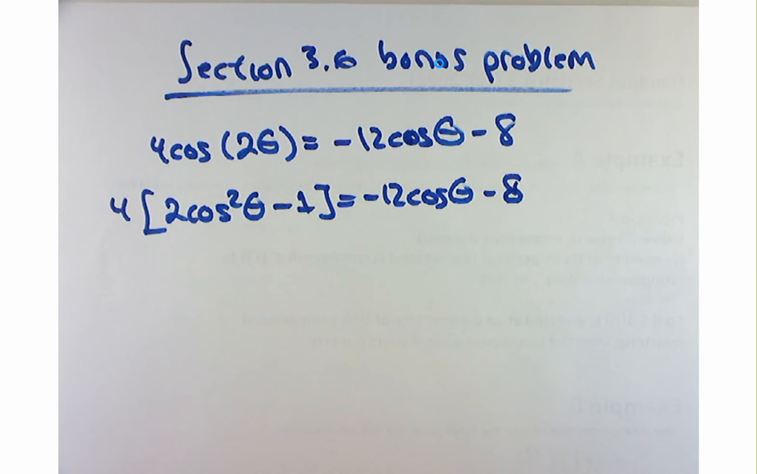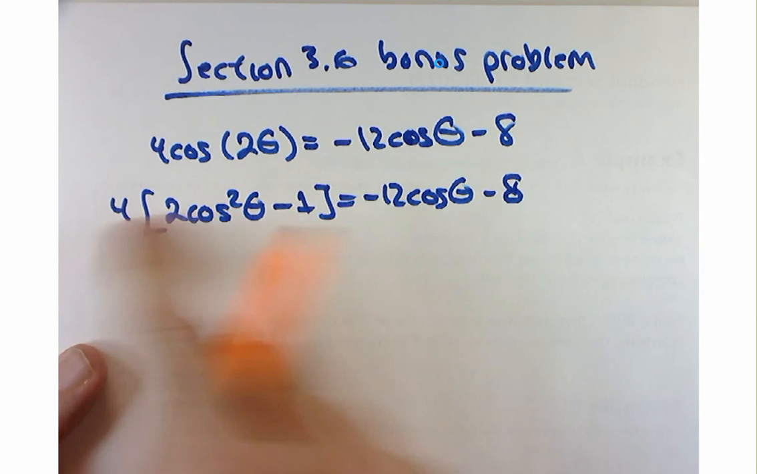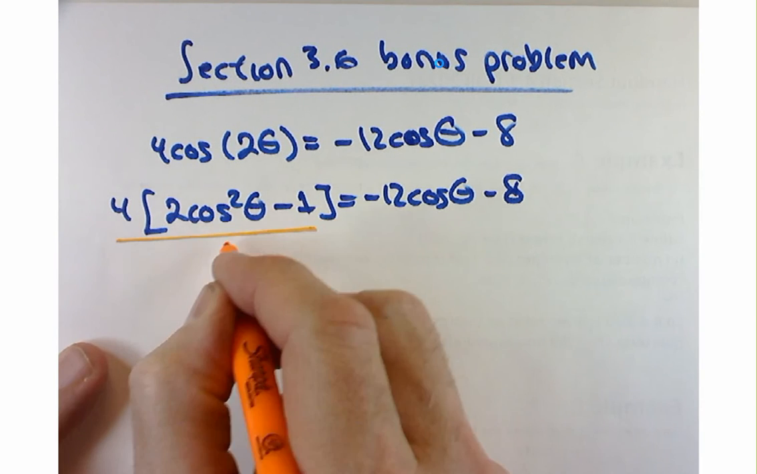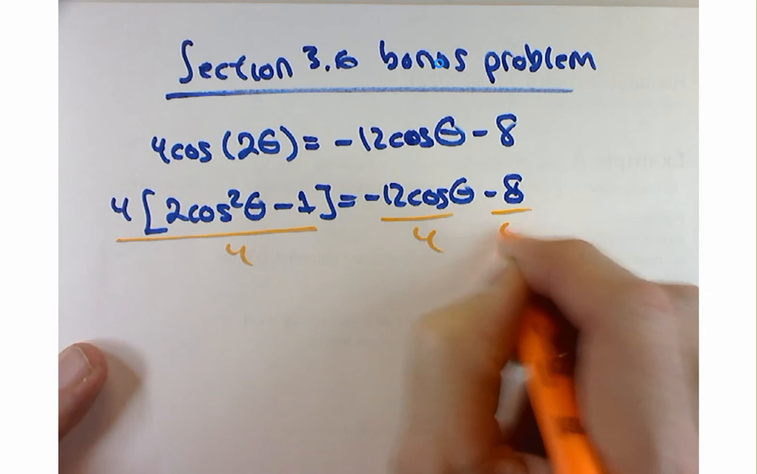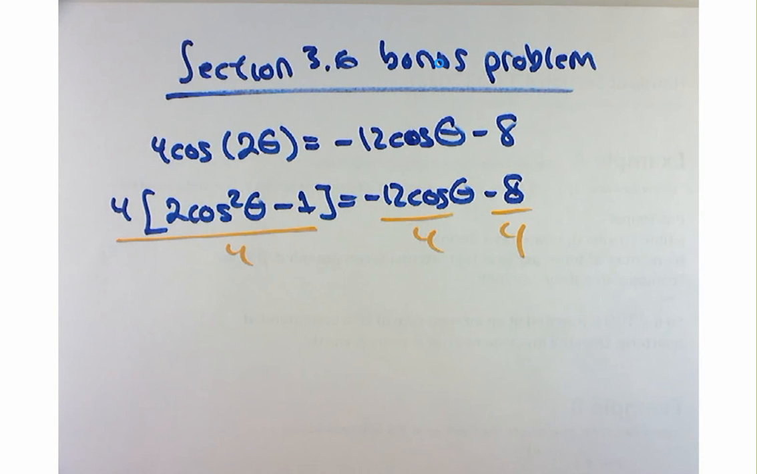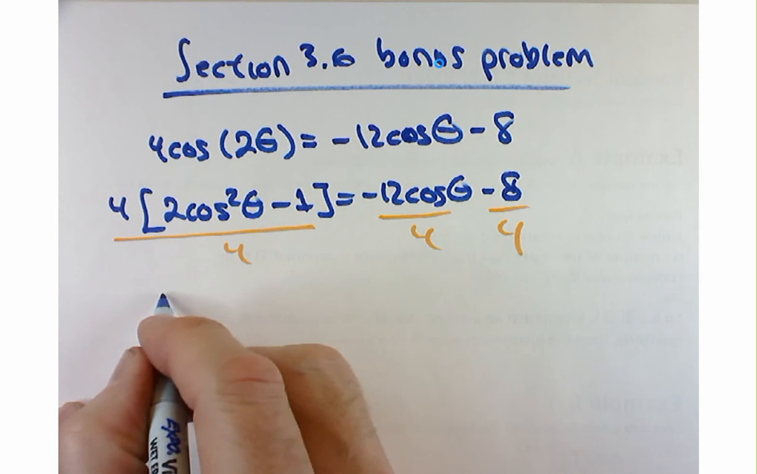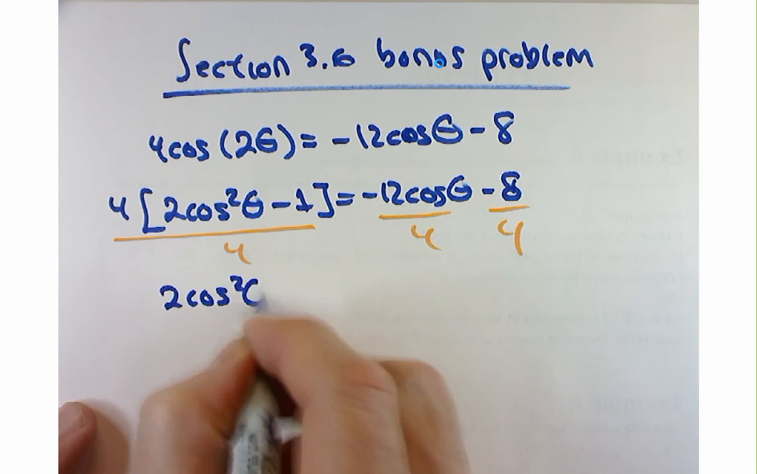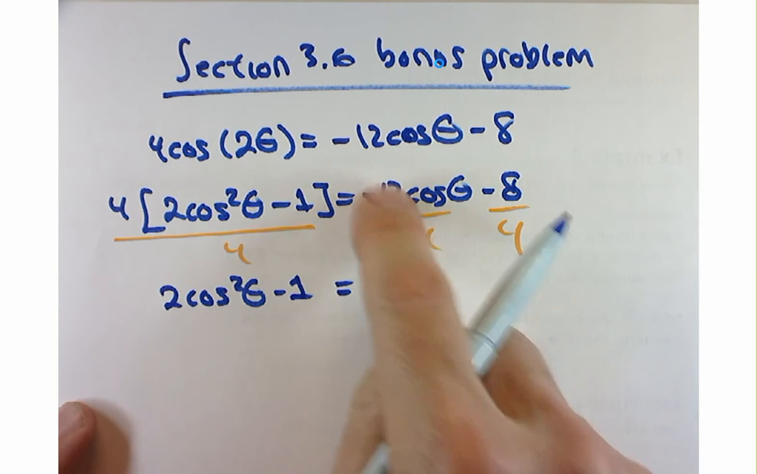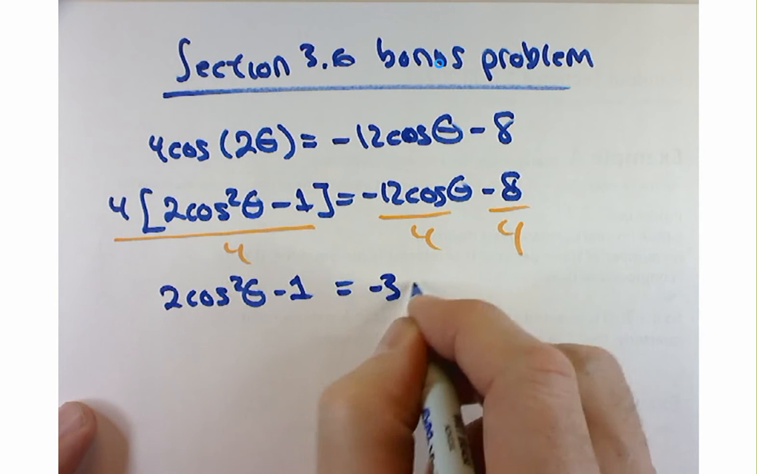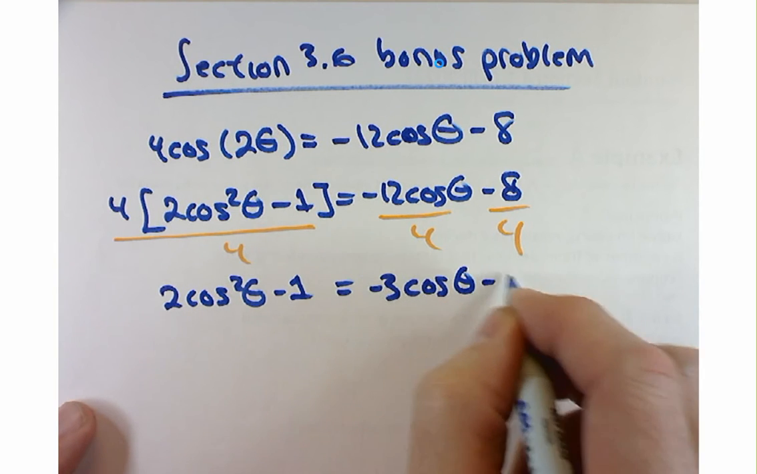Now there's 2 possibilities here for me, and looking back I could have done this earlier, but I'll do it here. I can either distribute the 4, or how about if I divide everything through by 4, just to make my life a little bit more friendly. Those 4's there cancel. That gives me 2 cosine squared of theta minus 1. 4 goes in there 3 times, so negative 3 cosine of theta minus 2.